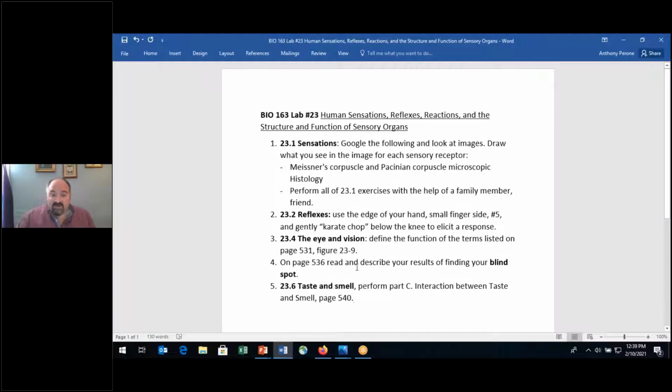On page 536, read and describe your results of finding your blind spot. That's pretty cool and pretty simple to do. You'll see it there in the lab, and we'll go over that. And lastly, taste and smell. You'll perform part C of this lab on page 540, which covers the interactions between taste and smell.